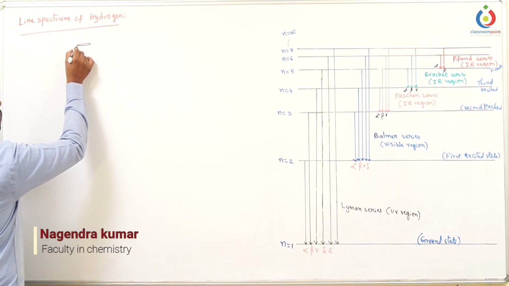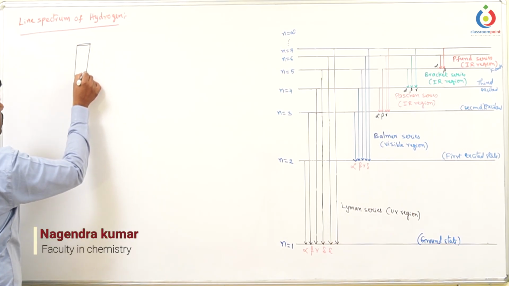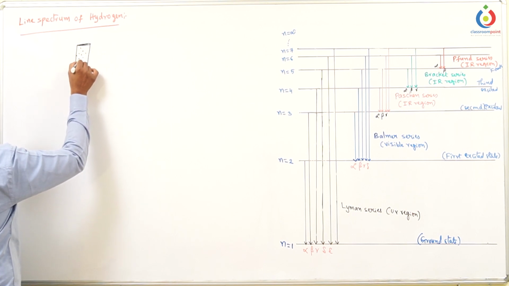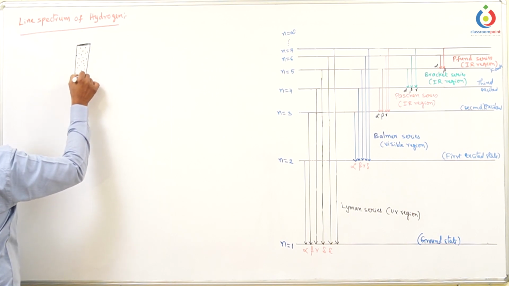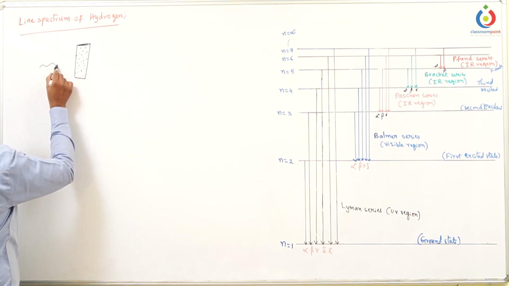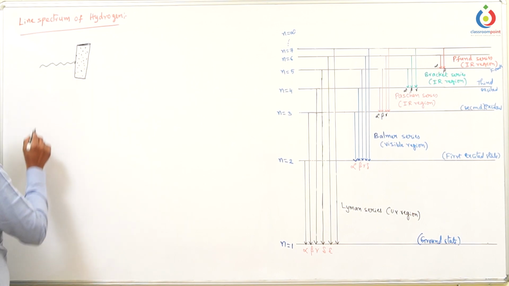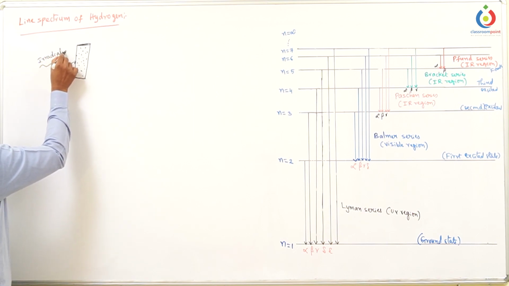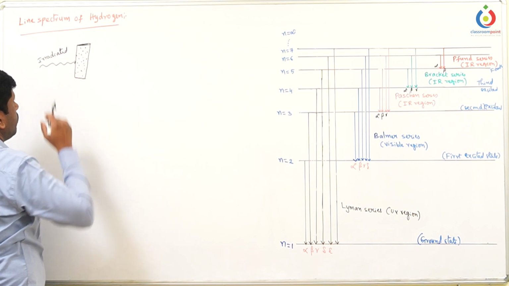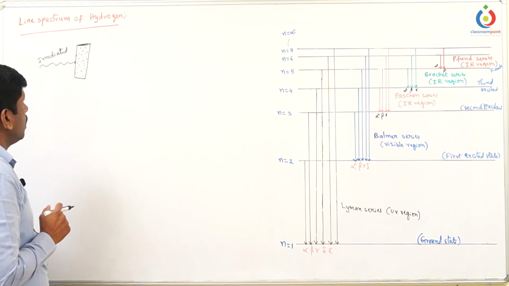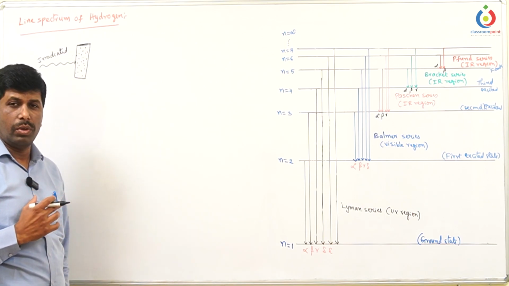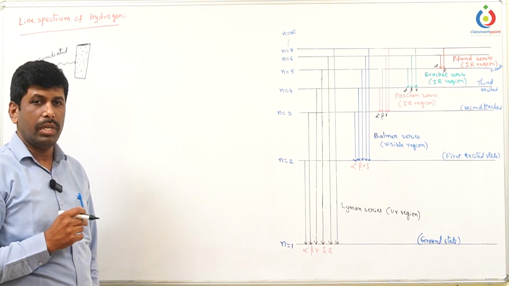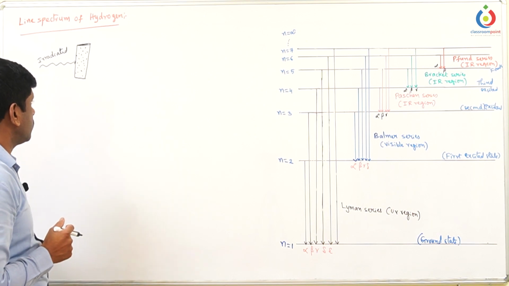Take some hydrogen gas in a closed container. See, hydrogen gas molecules are present here. When this hydrogen gas sample is irradiated, so here many different hydrogen atoms are present. Every hydrogen atom does not necessarily absorb the same type of electromagnetic radiation. They may absorb different types of electromagnetic radiation.